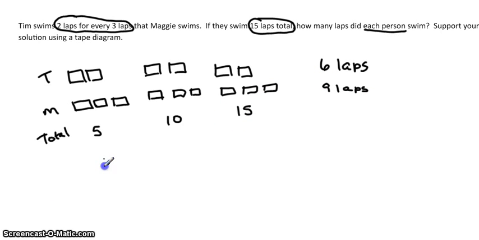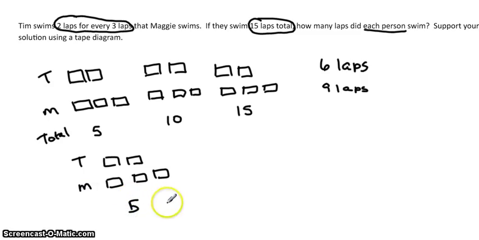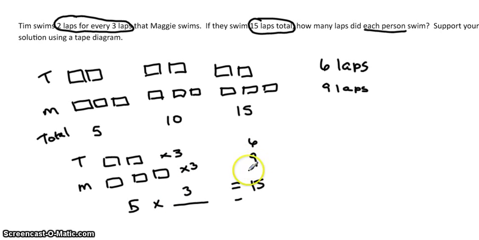Or you could have set it up if you had your 2 to 3 ratio and you wanted to do it a little bit faster. This is Tim and this is Maggie again. 5 laps total here. You know that we have to get to equals 15 laps. So I say what 5 times what number gets 15? Well, that's 3. That means I have to do 3 times 3 and 2 times 3 to maintain that equivalent ratio. So again, it would be 6 and then 9. And when I add them together, I get 15. So I still come up with the same answer.